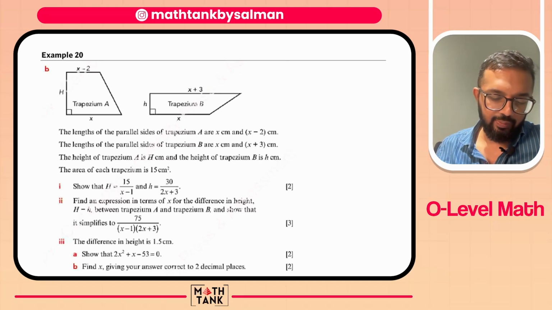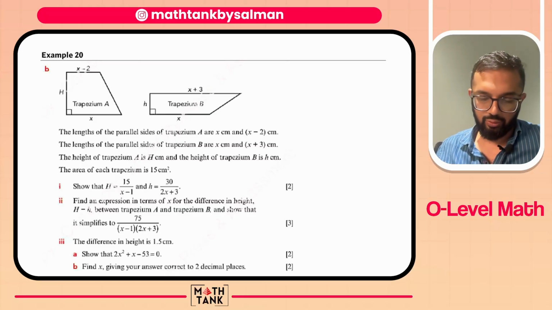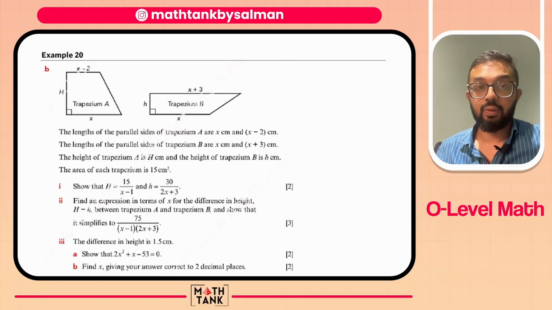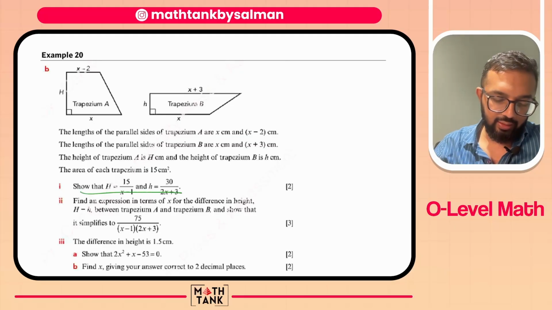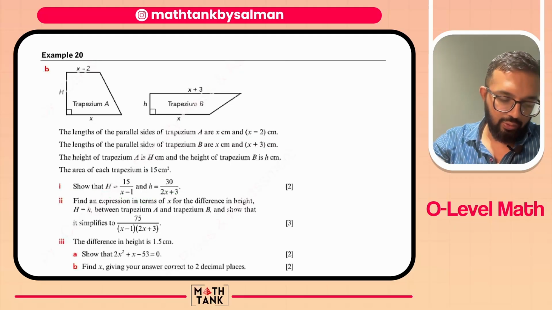It says the lengths of the parallel sides of a trapezium are x and this. The height of trapezium A is capital H, and the height of trapezium B is small h. The area of each trapezium is 15. So that gives us information about the area, which means I need to use it to show the relation between capital H and small h. So let's first talk about trapezium A.